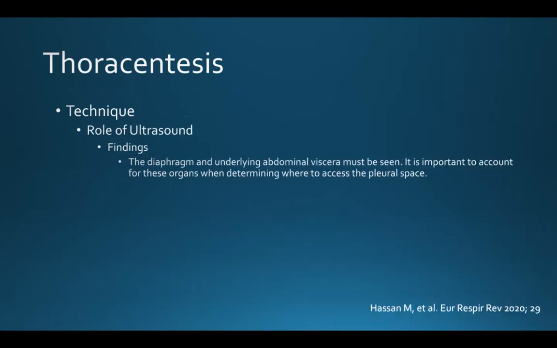The diaphragm and underlying abdominal viscera must be seen as well. I think it's important to account for these organs when determining where to access the pleural space. So in other words, I like to examine from the bottom up and make sure I'm comfortable with where the liver or spleen is located so I don't inadvertently puncture those organs.